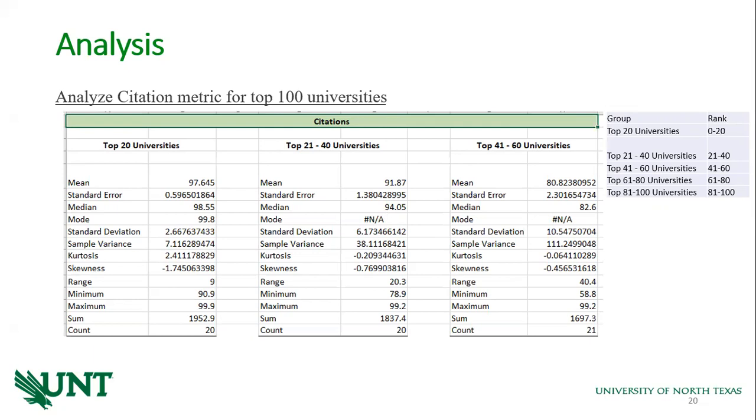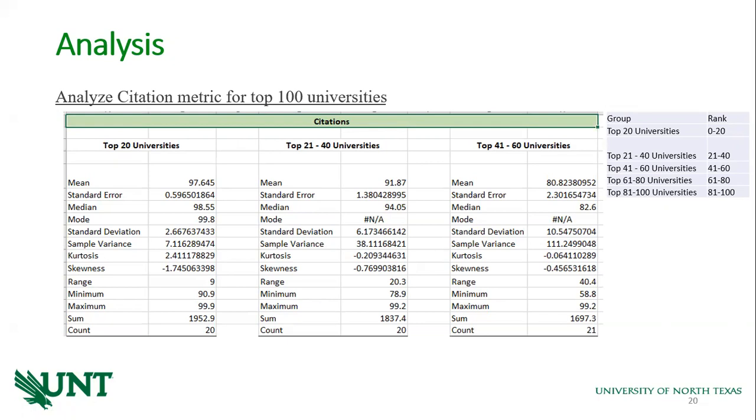So I'm taking the help of variance here, so that we can identify the difference in standards between the universities in each block. If we look at the top 20 universities, the variance is 7.11, which means the universities here are very competitive in terms of citation metric, right? And the top 41 to 60 universities have a very high variance, 111.24, which means the universities in this block are not so competitive.